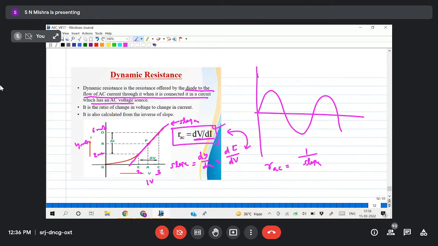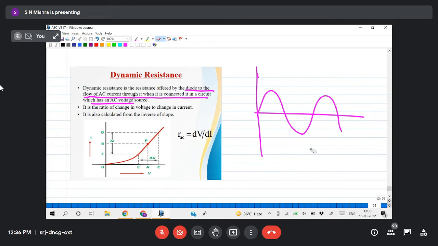Or if the slope is given, suppose the slope is given as some value, then directly you can put the slope here. So 1 by slope is equal to your AC resistance. Is it clear to all? Guys, is it clear to all or not? Yes. Or any doubt?